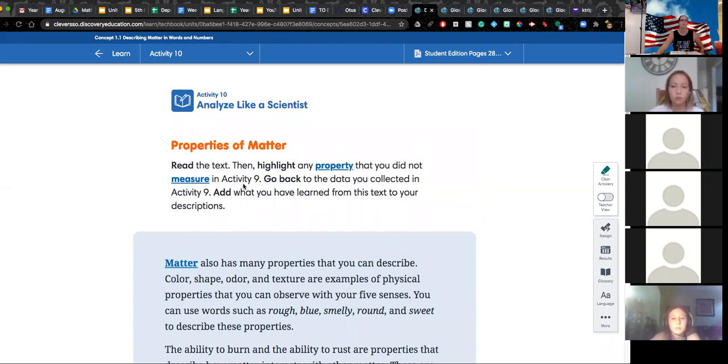So, properties of matter. It says read the text, then highlight, we're not highlighting, any property that you did not measure in activity 9. Go back to the data you collected in activity 9, add what you've learned from this text to your descriptions. We're not going to go back to activity 9 and worry about changing anything, but we are going to go through this and look at some of these things. So the first thing though, the vocab word property.